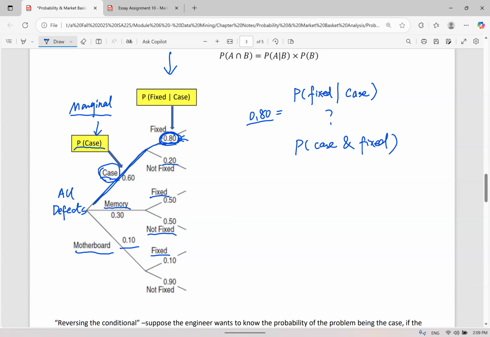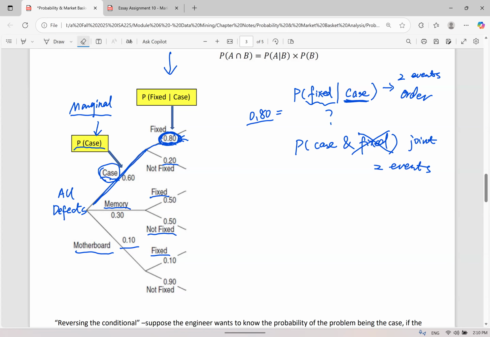So for the joint probability, I care about two events, but I don't care about the order. But if it is a conditional probability, I also care about the two events, but I care about the order. I care about the condition first, and then within that condition, I care about the other event. So this 0.80 is actually a conditional probability. It is not a joint probability yet. Got the idea? That makes sense.